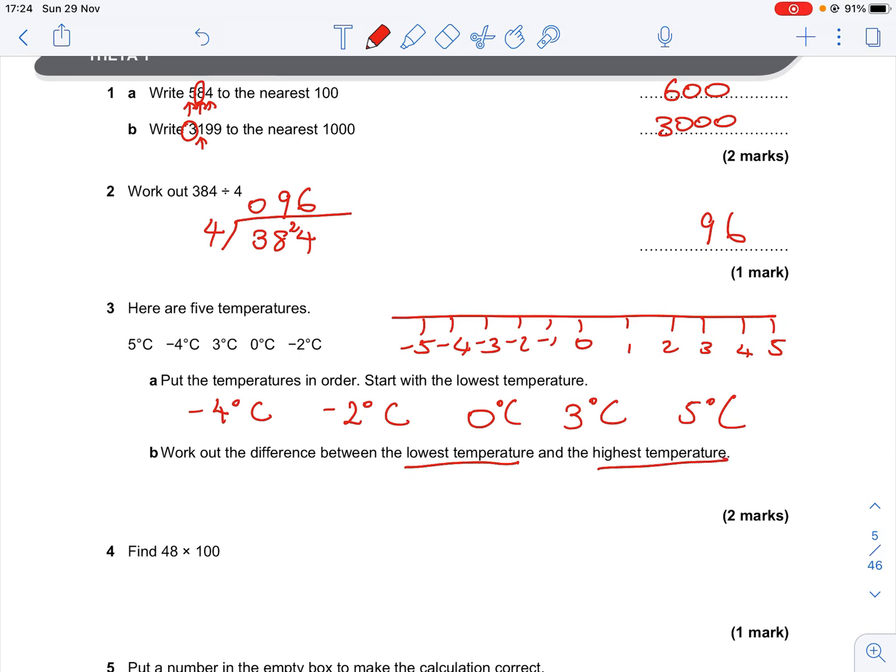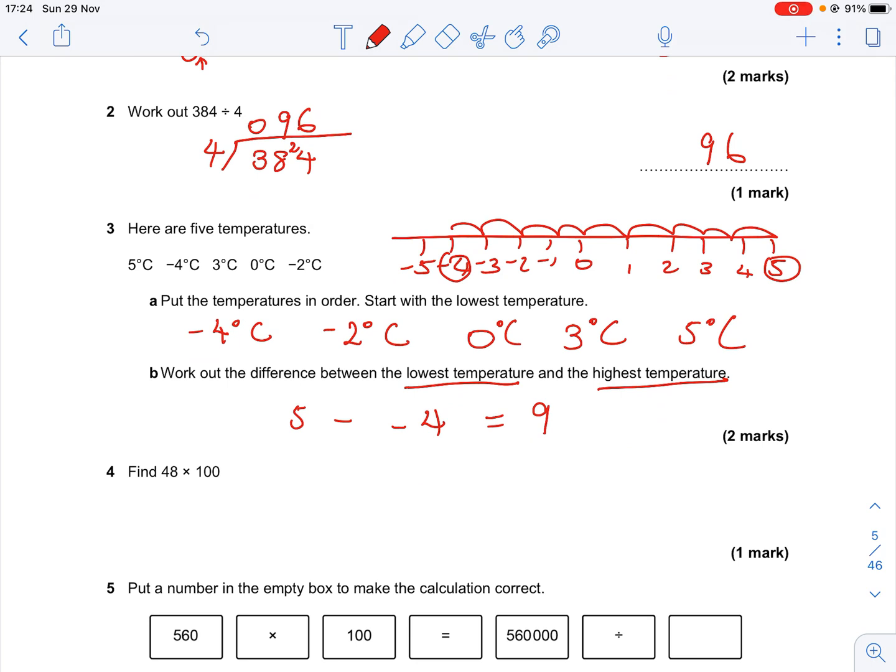Then work out the difference between the lowest temperature and the highest. So the highest is 5, and the lowest is -4. So you can either do 5 take away -4, which gives us 9, or you can count it up. So the smallest is -4 and the biggest is 5, so you count up 1, 2, 3, 4, 5, 6, 7, 8, 9.